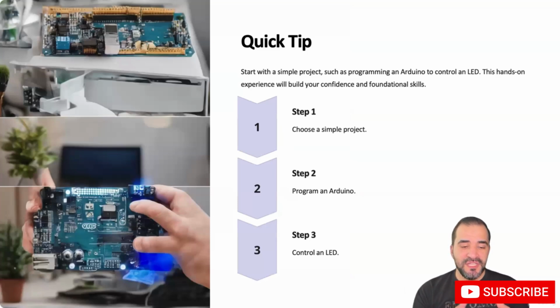So step one would be choosing a simple project, like turning on an LED or controlling an LED using a switch. Then you have to program your Arduino. And lastly, you can easily control that LED. Now, this will build momentum that would help you move on to more intermediate and advanced projects. So always start small, then go big.